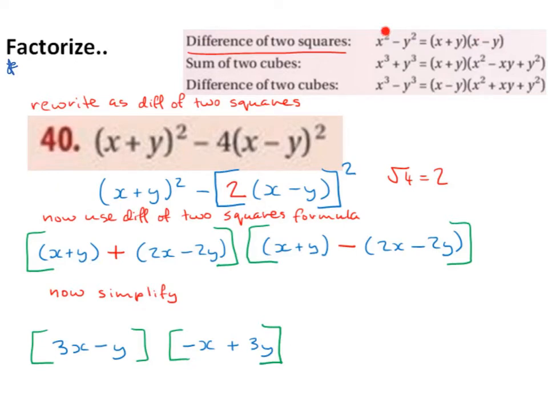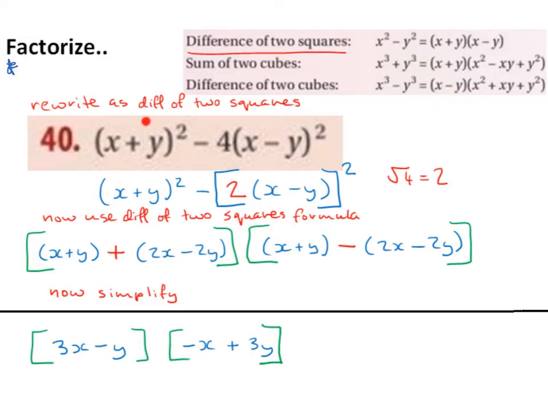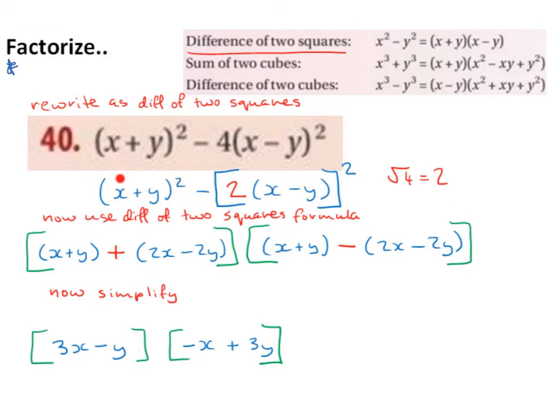So what we do is we square root the first term and put it in the front of both brackets. One becomes a plus, one's a minus, and then we square root the second term and that goes in the back of each bracket. So (x + y)² is already a square number.